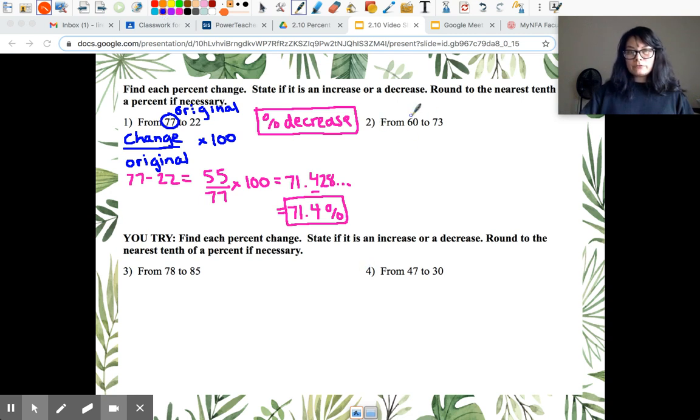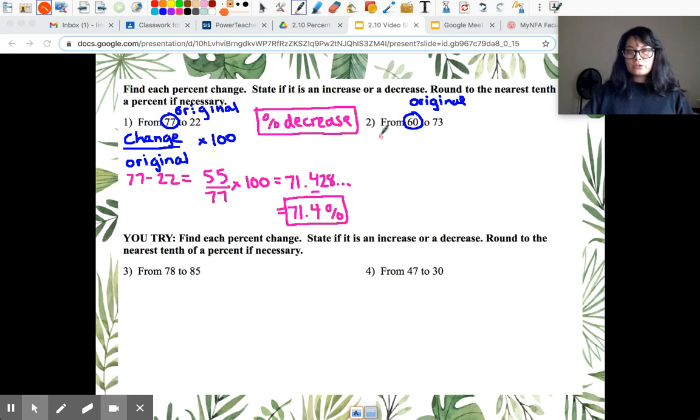Number 2, we went from 60 to 73. So again, this is the original. You always assume when it's written in this format that the first number is the original. And we're going to use this formula here. We're going to take the amount of change, divide by the original of 60, multiply by 100.